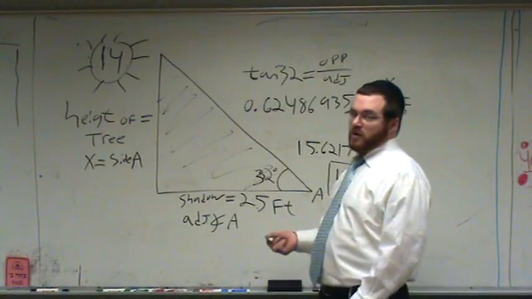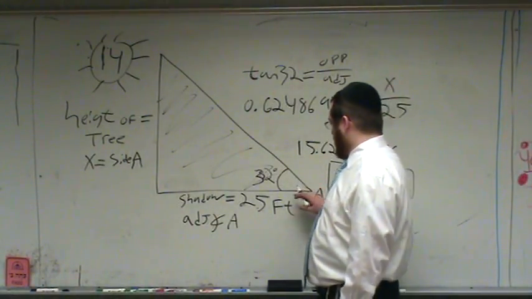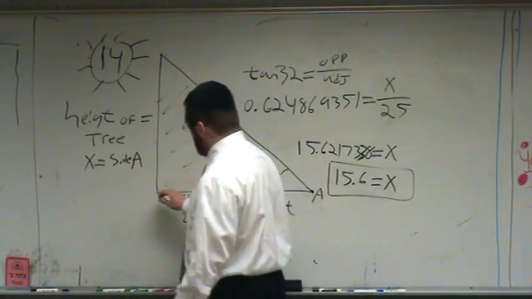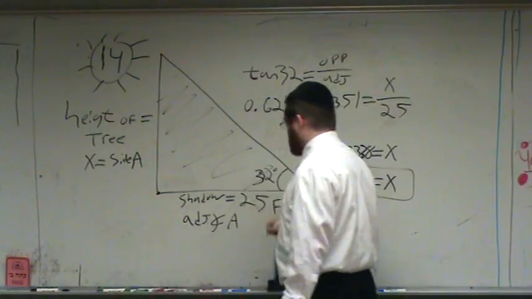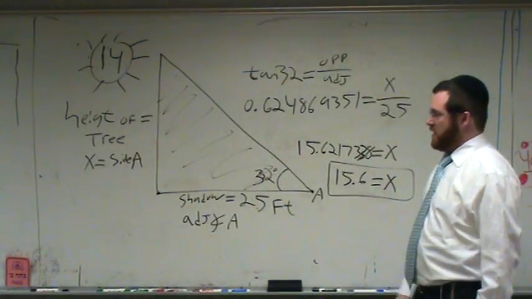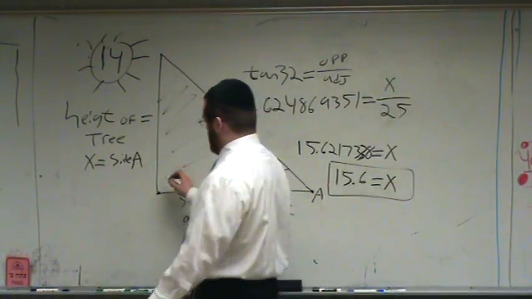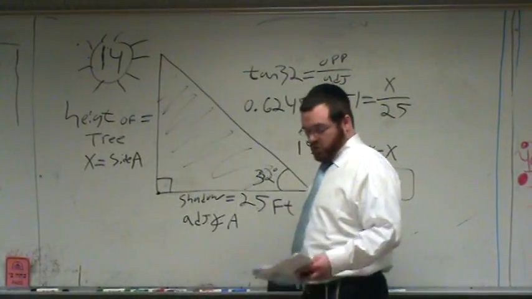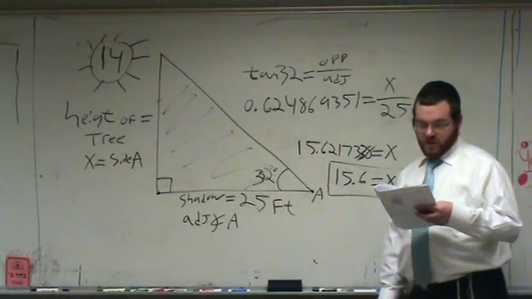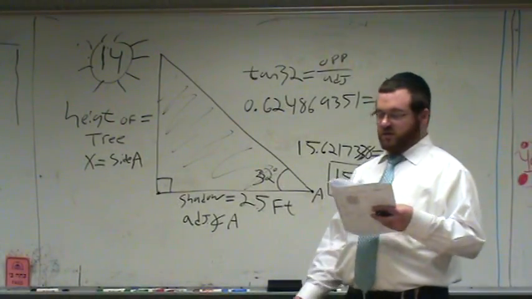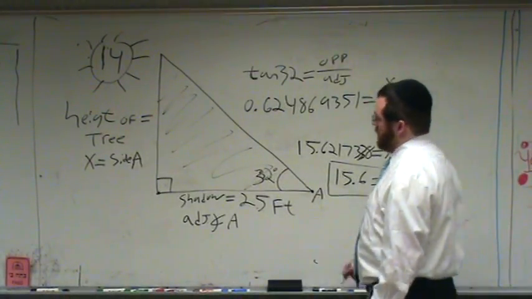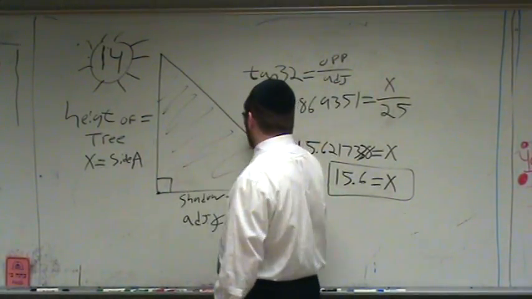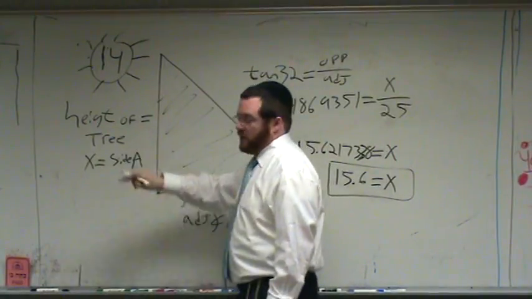Well, what do we know over here? We know how far it is from the tip of the shadow to the tip of the tree. We know that that's 25 feet. We want the height of the tree. Well, whenever you have a tree and the ground, you assume you're dealing with a right angle. And since you're dealing with a right angle, you have a right triangle. When you have a right triangle, you have a hypotenuse and you have two legs.